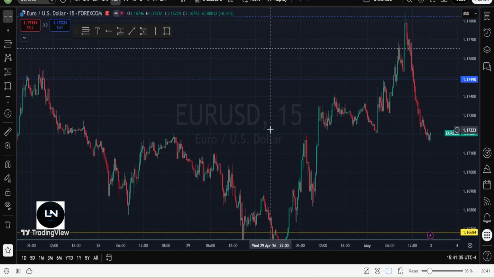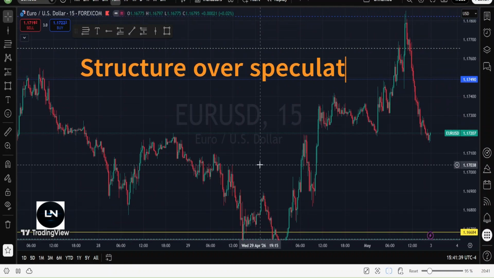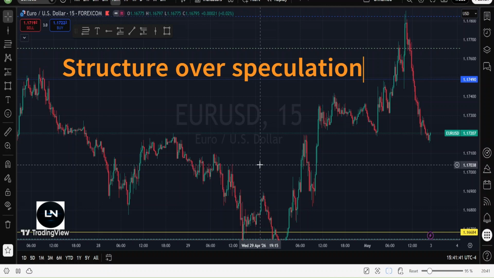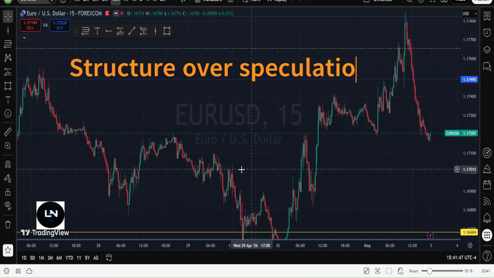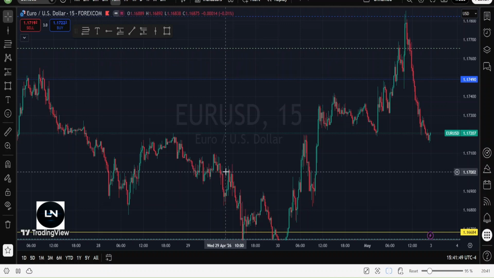That was what happened as at last week on the areas we mapped out, just to show you that price doesn't move randomly. Price is always delivering from one level to another. And that's the model we follow every single week. Remember, it's not prediction. We follow structure over speculation.